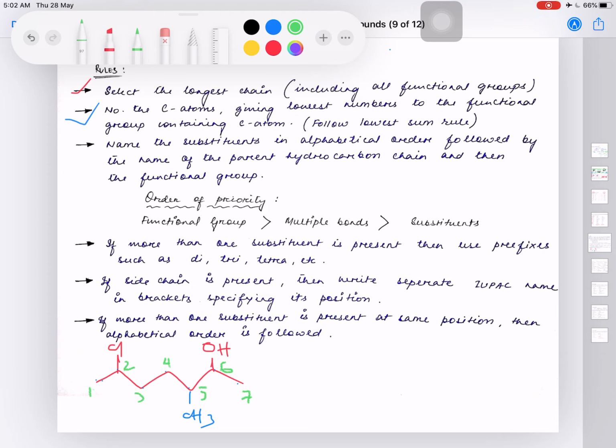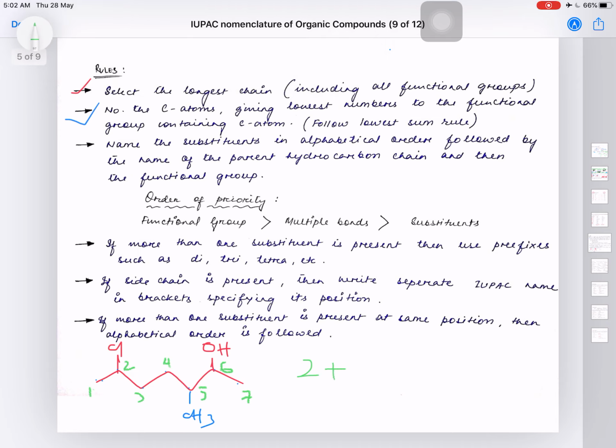Now in this you just sum up the numbers, the positions of the substituents and the functional groups. In 2 position we have Cl group, so it will be 2 plus, in 5 position we have CH3, so it will be 5 plus, in 6 position we have OH, so it is 6. So it is giving us 11, 12, 13, so the sum is 13.